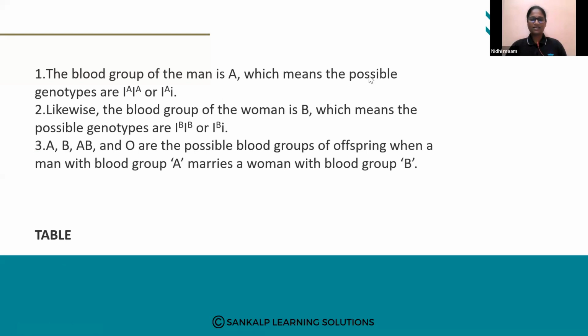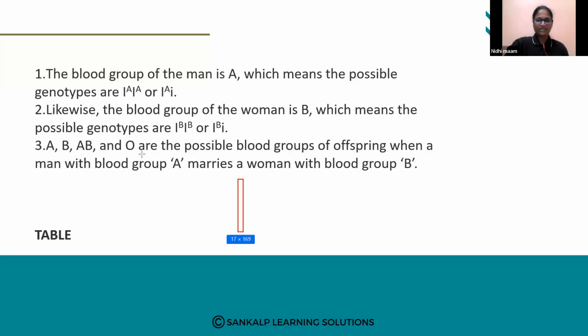Okay, Sita answered well. First, what we have to write is that the blood group of the man is A, which means the possible genotypes. For blood group A, what is the genotype? One is a homozygous condition, one is a heterozygous condition. Likewise, the blood group of the woman is B, which means the possible genotypes are one homozygous, one heterozygous. Then A, B, AB and O are the possible blood groups of the offspring. So how should we write this?